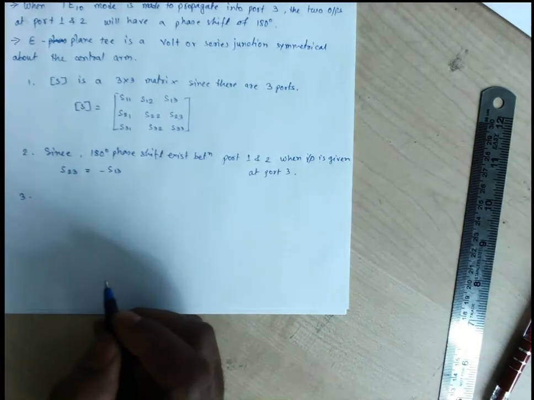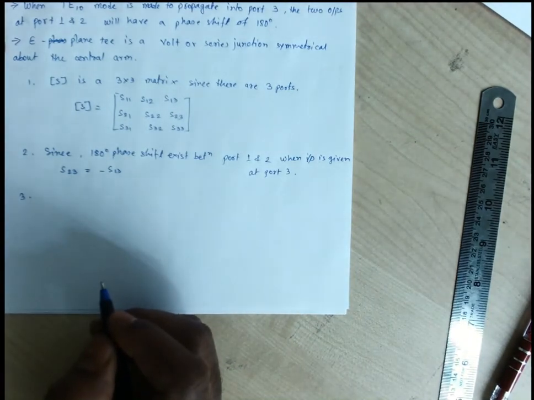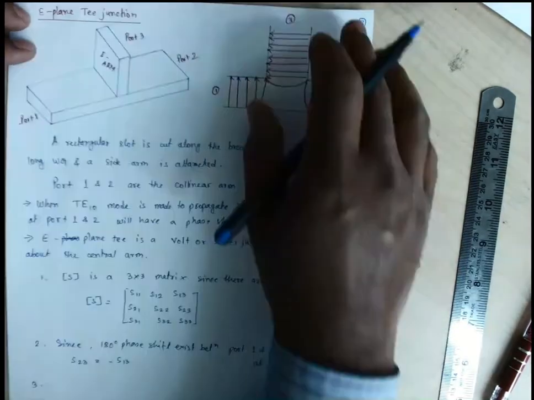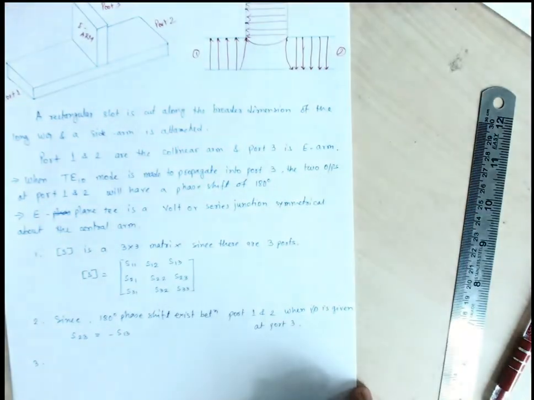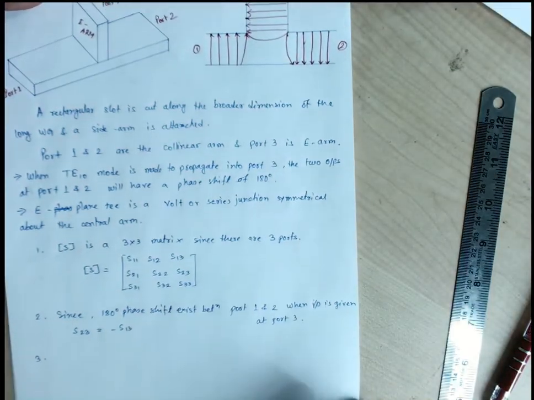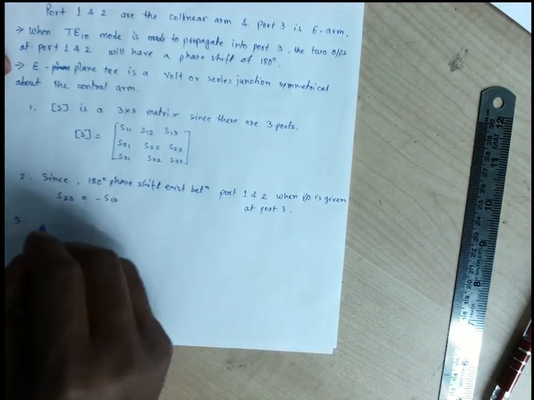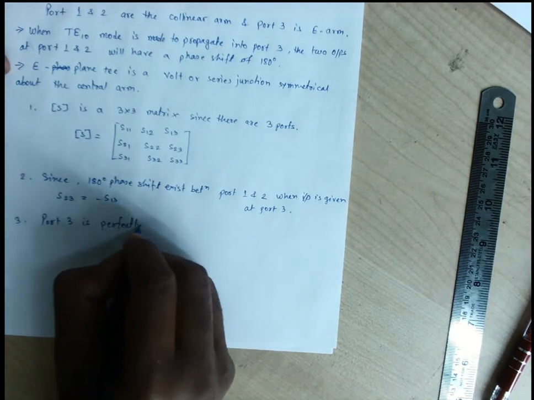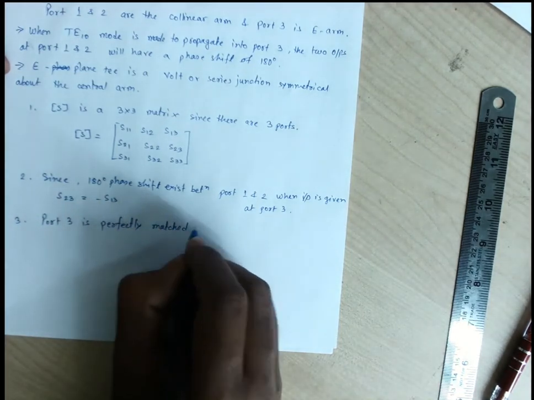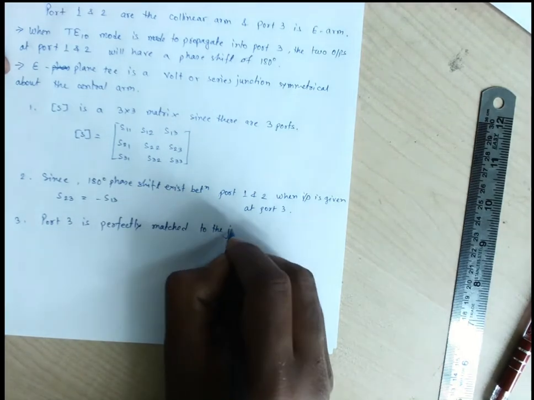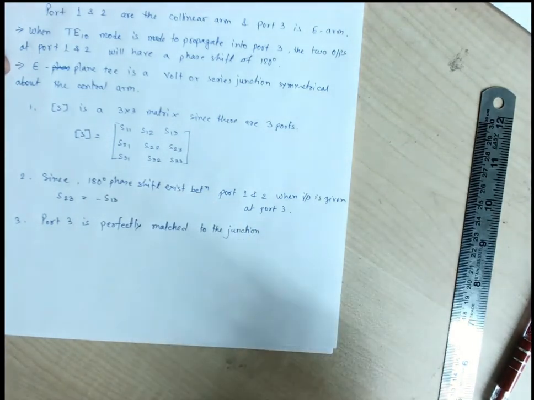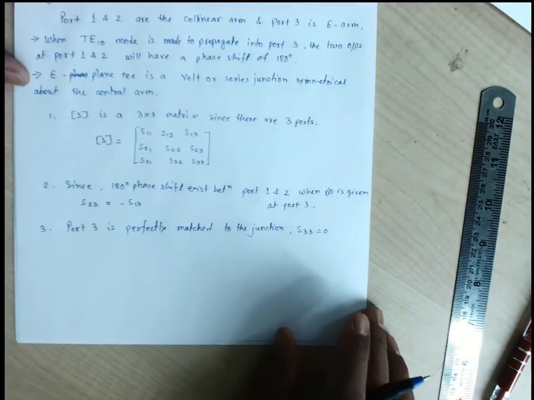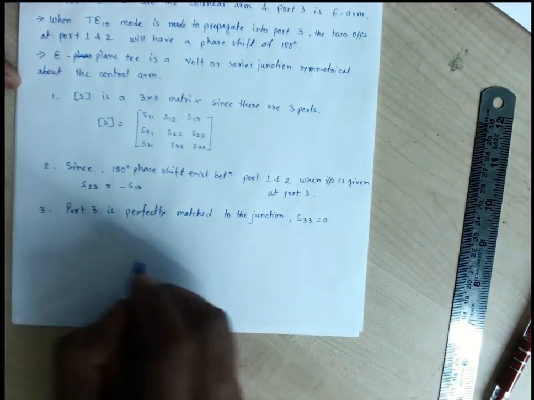Third property, same as the earlier one, that this port 3 is perfectly matched to the source. So whenever the source is connected at this port, there will be no reflection from this port. Port 3 is perfectly matched to the junction or to the source. So S33 is 0.